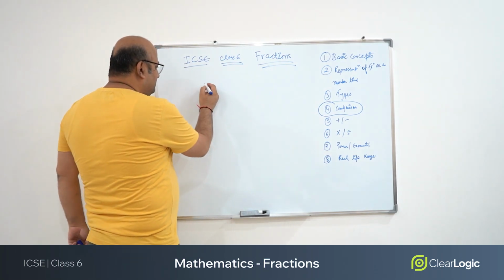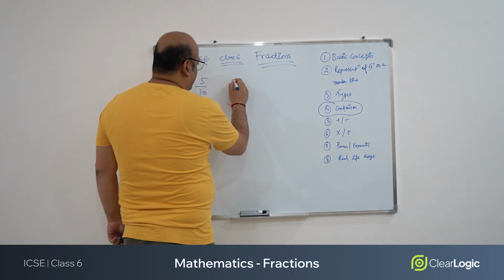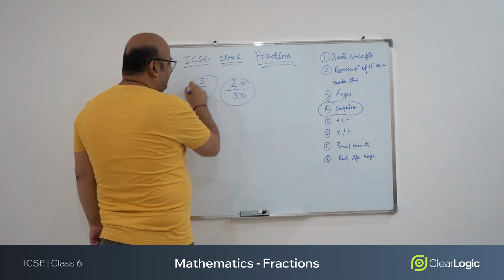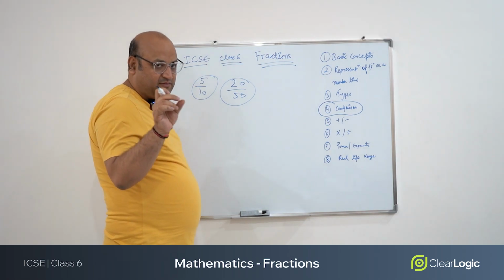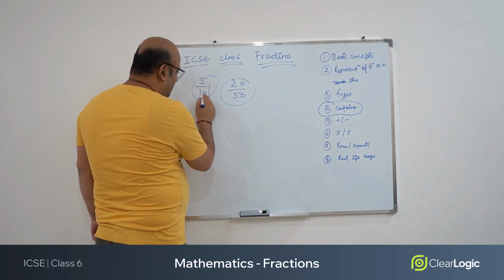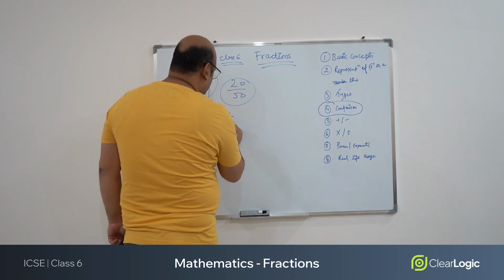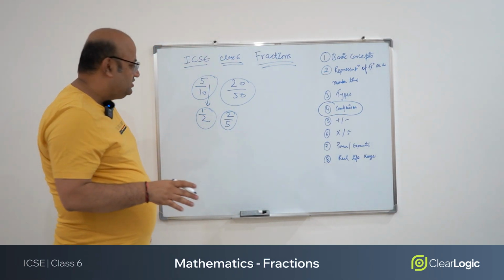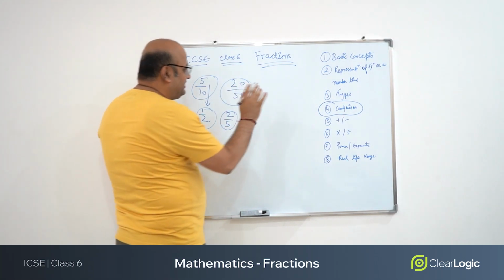For example, if we have 5 by 10 and 20 by, let's say, 50. If we start comparing these, then we try to convert into equal fractions, or let's say, the equivalent ones. So we'll reduce this further. This will be 1 by 2, this will be 2 by 5. Okay. So these are not equivalent, of course. So in this particular case, how will we decide?